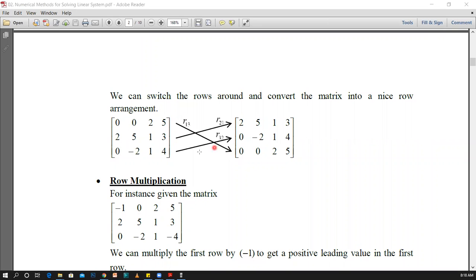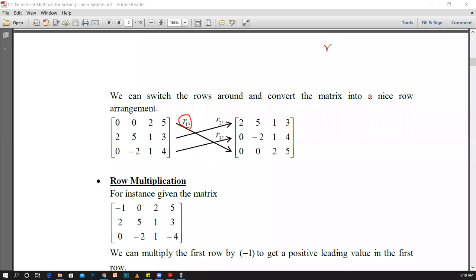Now you can see that I have switched the rows, and then these are some notations used to denote which rows you have switched. Therefore, if you go through these notations, now you can see that there is a notation called R13. Here this is the notation.